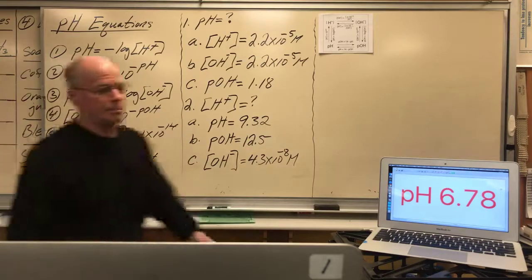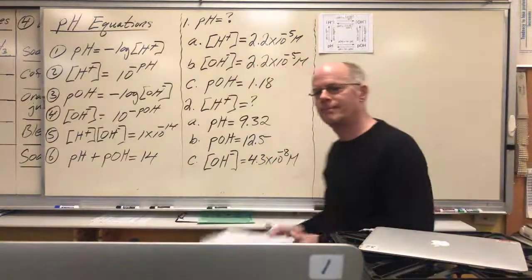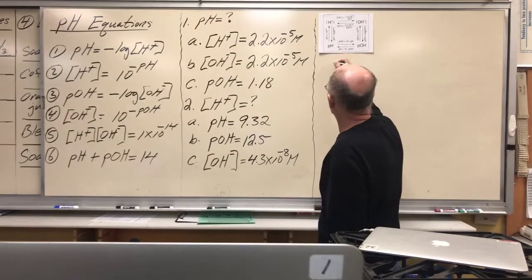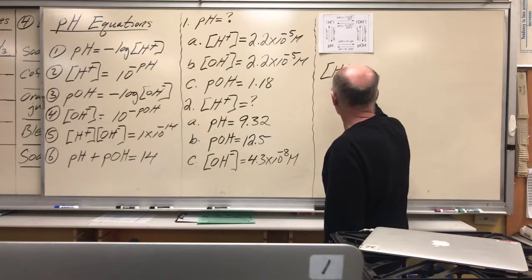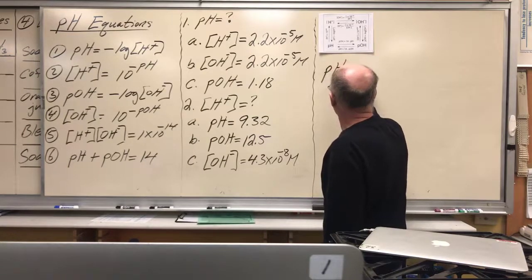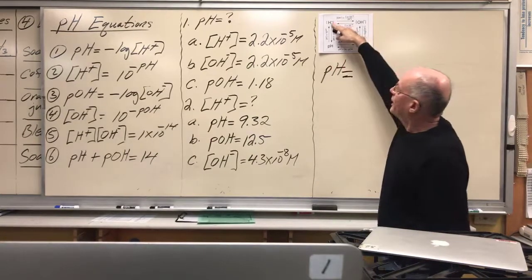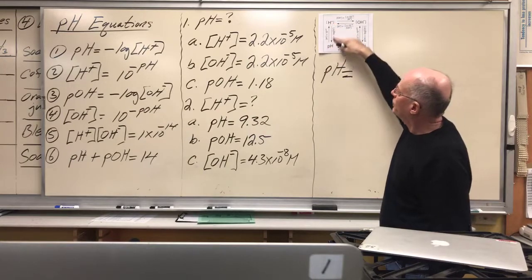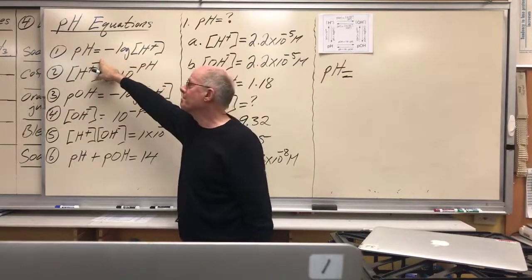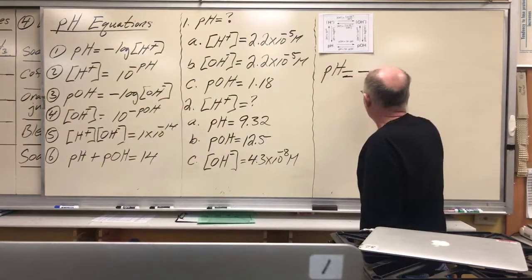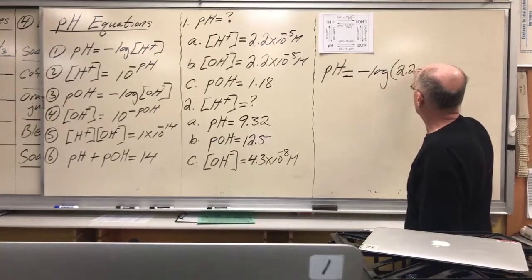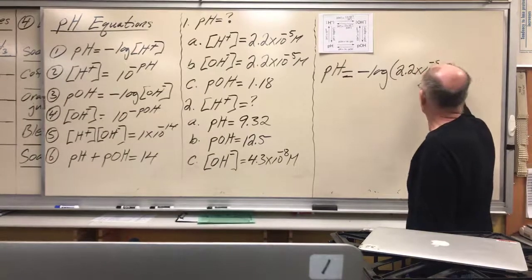Okay, the first one. You're asked to calculate the pH given the hydrogen ion concentration. So the hydrogen ion concentration, we're calculating pH. We're given the hydrogen ion concentration and we want the pH, and so the arrow here, the equation that's listed, is our very first equation, equation number 1. So that would be a negative logarithm of the hydrogen ion concentration, 2.2 times 10 to the negative 5.